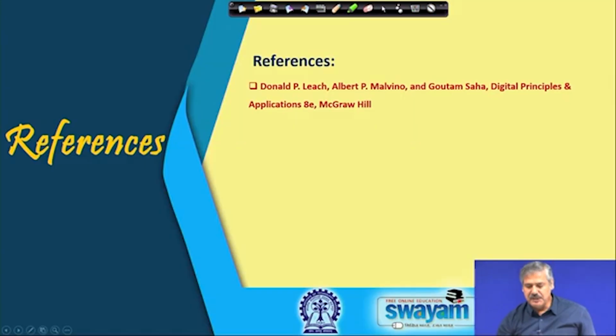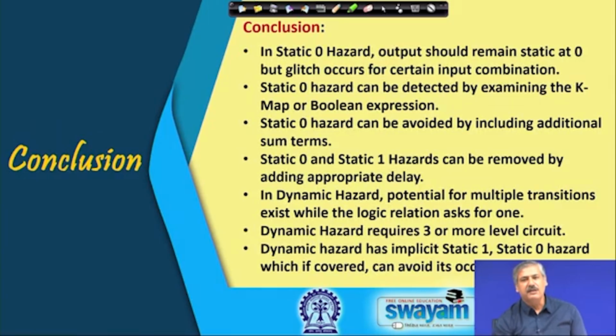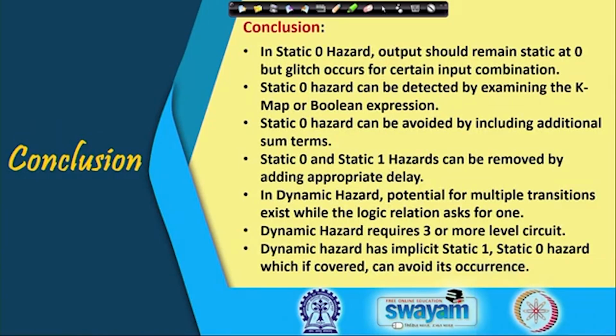So, with this we end today's discussion, very quickly summarizing what we discussed today. Static 0 hazard: the output should remain static at 0, but a glitch occurs for certain input combinations. Static 0 hazard can be detected by examining the Karnaugh map and the Boolean expression. It can be avoided also by including additional sum terms and appropriate delay, that we have noted.